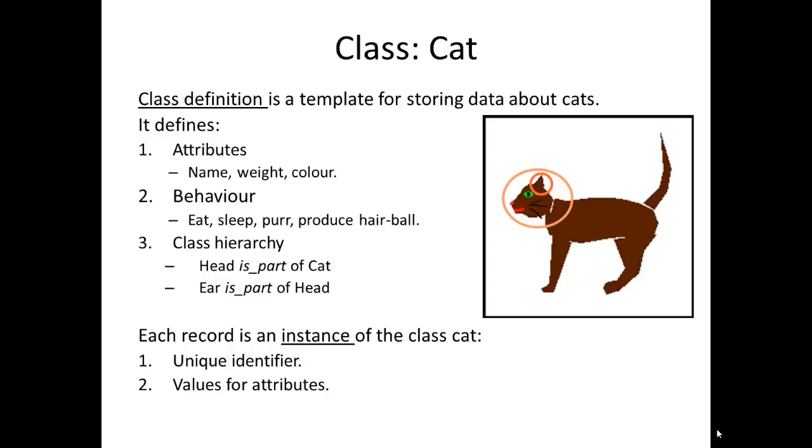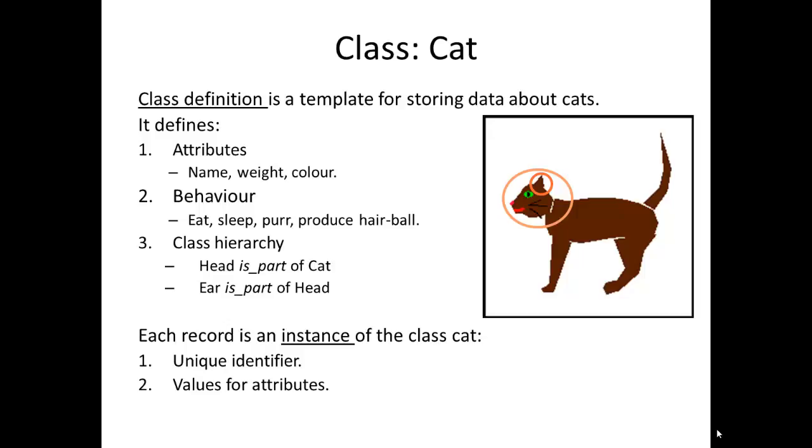So here's a cat, the class cat. We have a class definition. We need to define what a cat is. And the class definition provides us a template for storing information about cats. So, for example, the attributes we might have for our cat are name, weight, and colour. Those are the three attributes of a cat. What does a cat do? Well, behaviours. It does things like eat, sleep, purr. My one likes producing hairballs. It's his speciality. So it might do things like that.